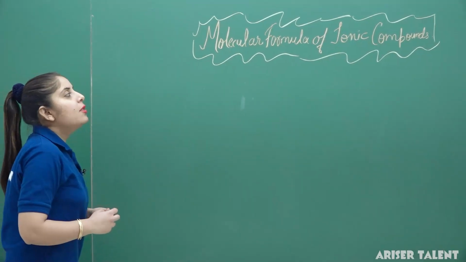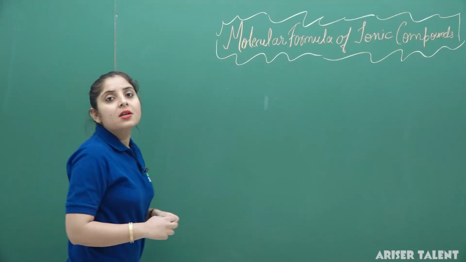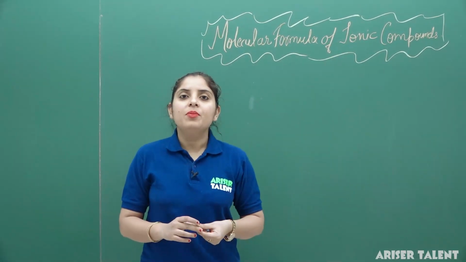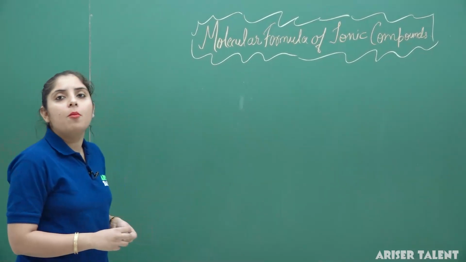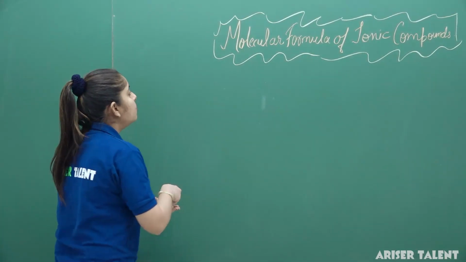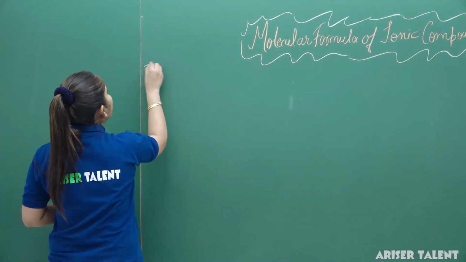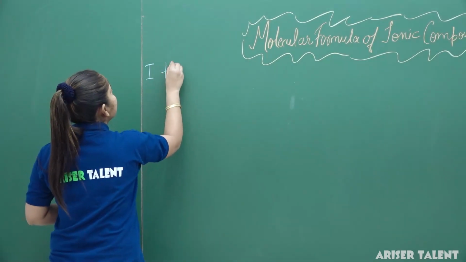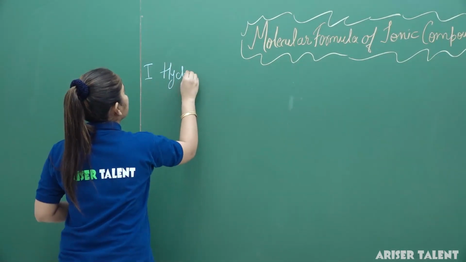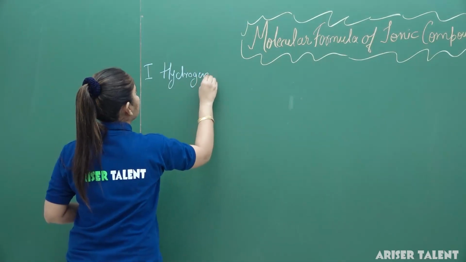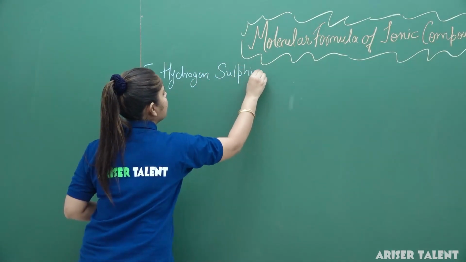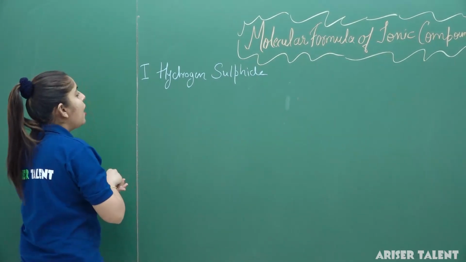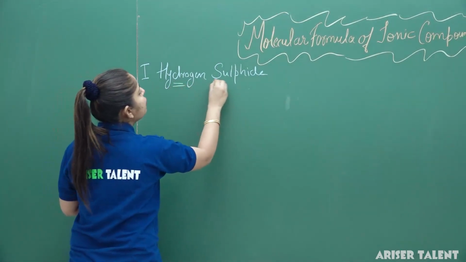So now we are on the formula for the ionic compounds. In the previous lecture, I told you about certain steps which must be followed for writing the formula for a molecular compound. So in this sequence, we have our next formula, that is hydrogen sulfide. So how will we write the formula for hydrogen sulfide?